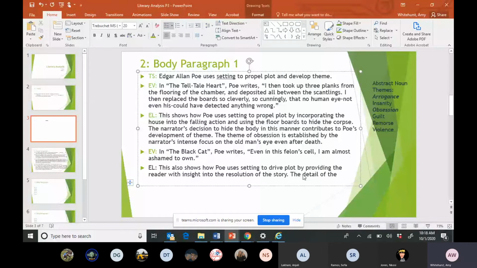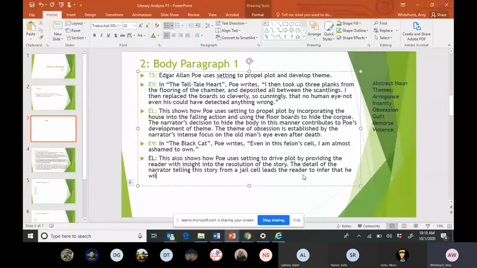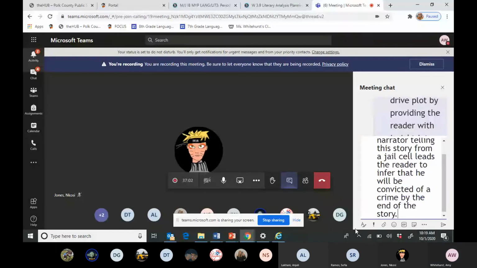The detail of the narrator telling this story from a jail cell leads the reader to infer that he will be convicted of a crime by the end of the story, right? That's what we've been saying out loud, but we didn't include it on our paper.